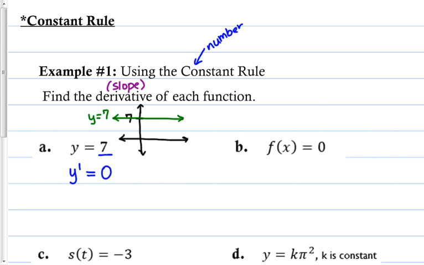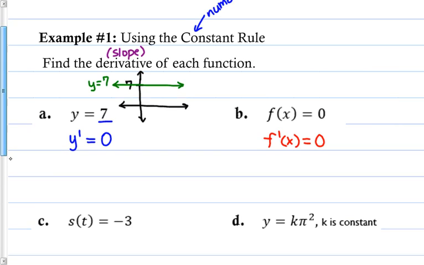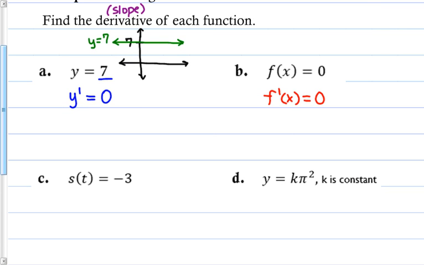And if you look at it, the slope of that line is 0 because it's horizontal. And all horizontal lines have a slope of 0. So anytime that I have a function that is just a number, the derivative is always going to be 0. So for b, the derivative of this function is 0 because that is a horizontal line at y equals 0. For c, the derivative of this function, s prime of t, this is notation, right, for derivatives, s prime of t is going to be 0.